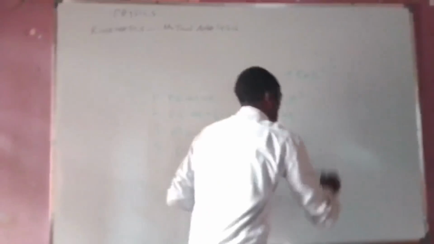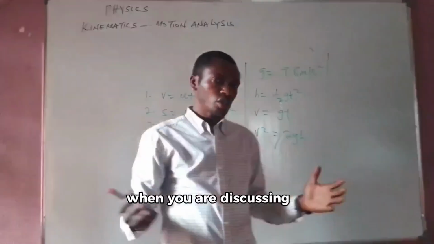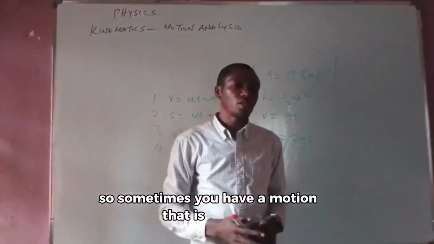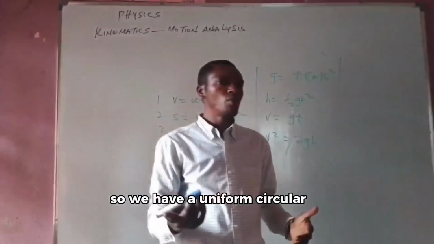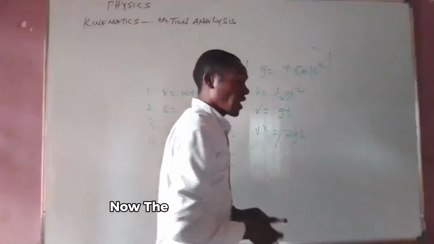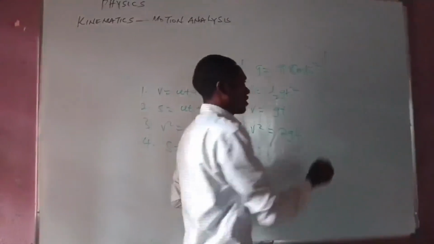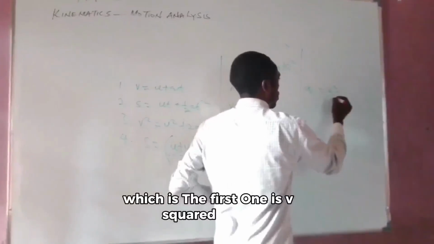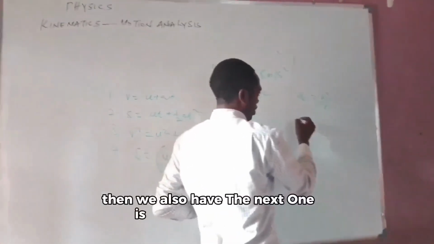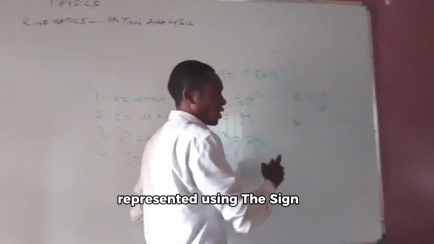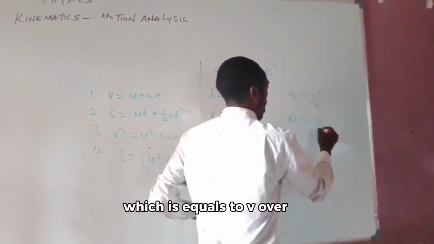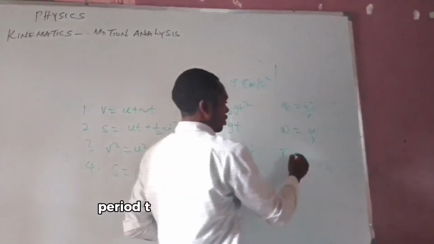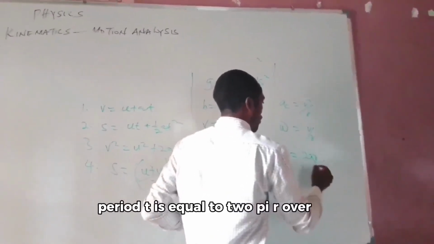And then, of course, we have circular motion. When you are discussing kinematics, you must consider circular motion. Sometimes you have a motion that is circular, so we have uniform circular motion. The equations we use for that are, first, centripetal acceleration, given as v²/r. Then the angular velocity, represented using the sign omega, which is equal to v/r. And the last one is the period T, which is equal to 2πr/v.